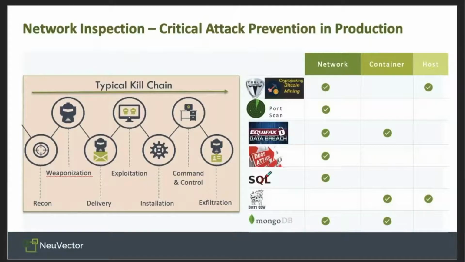And then you look at other cases like Equifax, right? It's a huge data breach. That one was the Apache Struts attack. That also happened from the network and infected the containers. And then more, like Docker, Dirty Cow, MongoDB, all those issues. You can always find that, hey, network actually is the first and most important place.